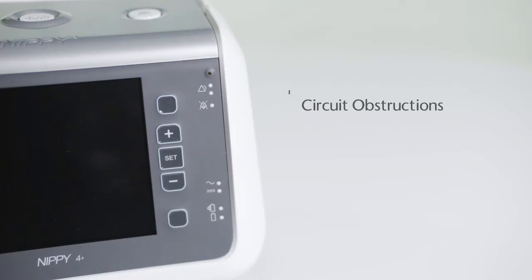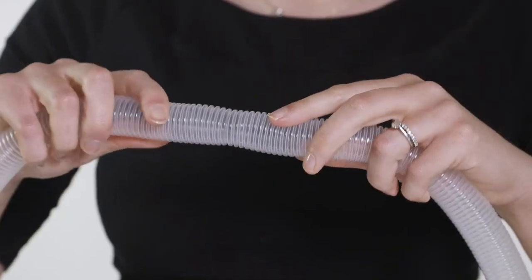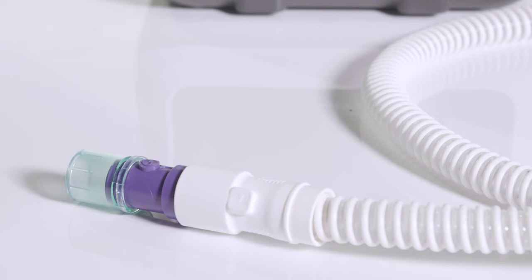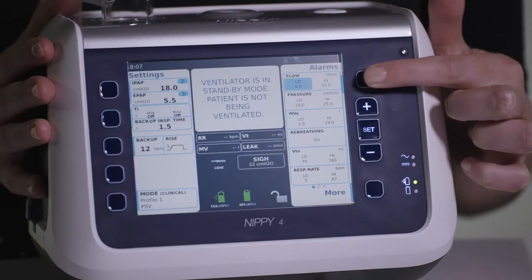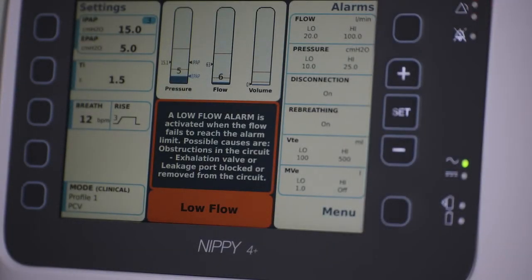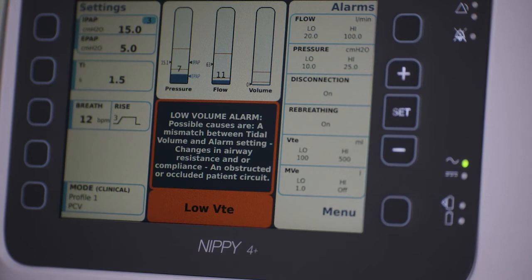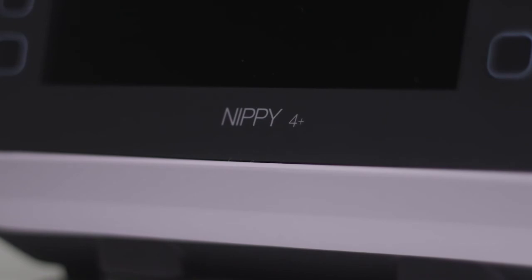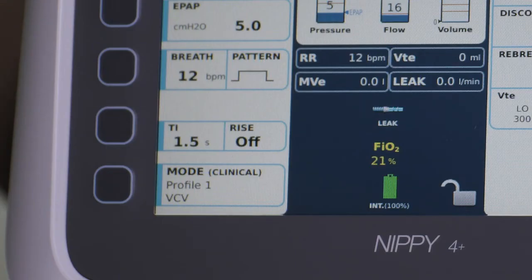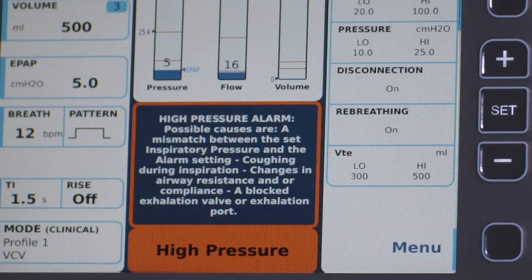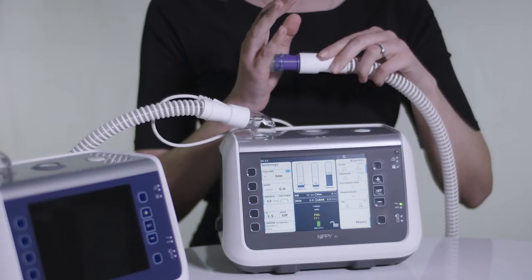In the event of a circuit obstruction, for example from a kink or a twist in the tubing, or perhaps a patient secretion or water buildup in the circuit, you might expect to see the following alarms, depending on what has been set by the clinician. Low flow, low VTE, low MVE, obstruction alarm. With the NIPPY 4 Plus, if you are using a volume-controlled mode, you would likely see a high-pressure alarm as the device increases the IPAP over several breaths, as it fails to achieve its set delivered tidal volume through an obstructed circuit.